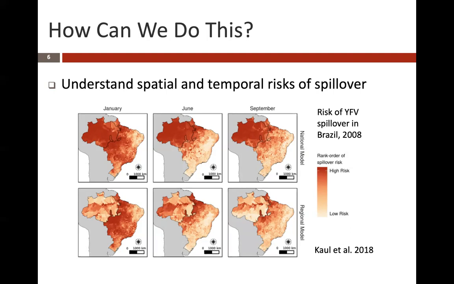So you can see here a map from a study done by Michaela et al. in 2018 that shows the risk of yellow fever virus spillover in Brazil in 2008 at 3 different points in time, January, June, and September. And so what you can see, of course, first of all, is that the risk of spillover varies across space. So there's higher risk in the northwestern portion of the country than, let's say, in the southeastern portion. But you can also see that that risk varies throughout time. So there's certainly certain times of year when you're more likely to get infected with yellow fever virus than at other times.